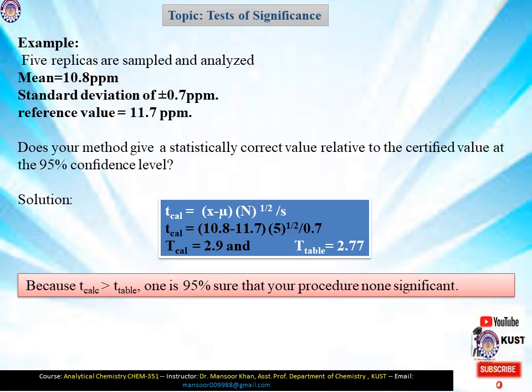What does it mean? It means that in this t-test we compare the accuracy of the method. Because the true value is present, we compare the mean of the result of your method with the accepted value or the true value. That's why we say that in t-test we basically measure the accuracy of the method.